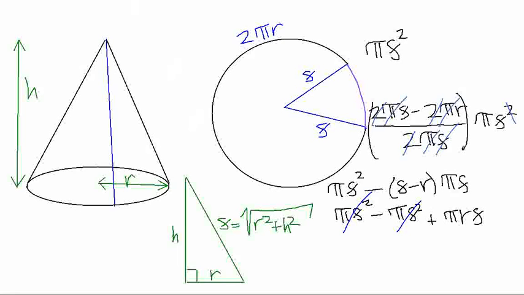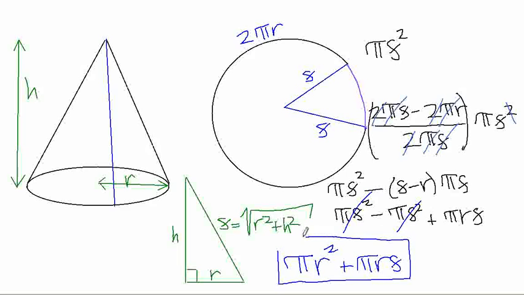So let me write that now. The surface area formula for a cone is the area of the circle, pi r squared, plus pi r s, where s is equal to the square root of r squared plus h squared. So you can also substitute that radical for s if you like. All right, so there's our surface area formula.